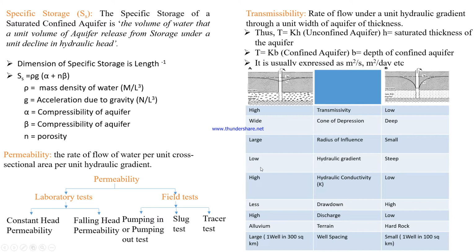Hydraulic gradient: when there is a high slope, less water travels with more velocity. When there is a low slope, more water travels with less velocity. That represents the hydraulic gradient. We should recognize that the hydraulic gradient should be low and the hydraulic conductivity should be high. Here it is low. Under drawdown, I mentioned discharge. Here you can get water with high pumping discharge, but here very low. We should see the alluvium aquifer. Here the hard rock aquifer is acting like the well station.